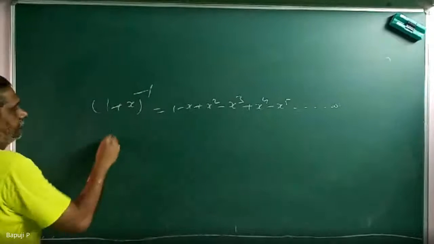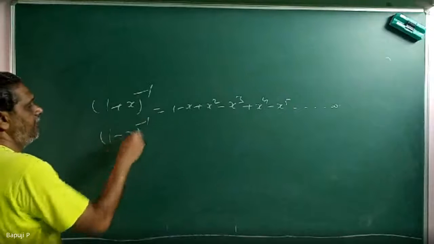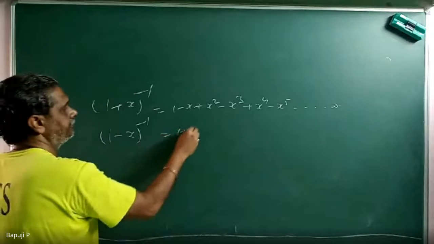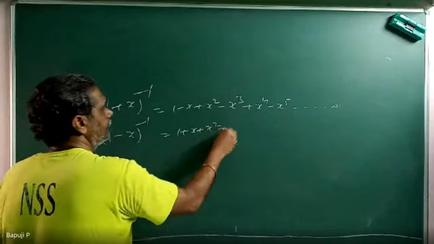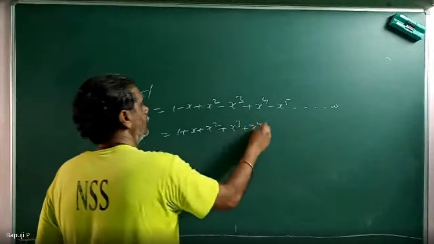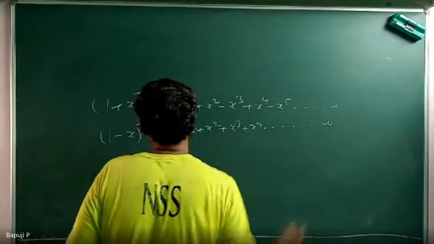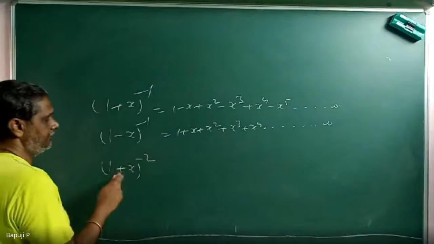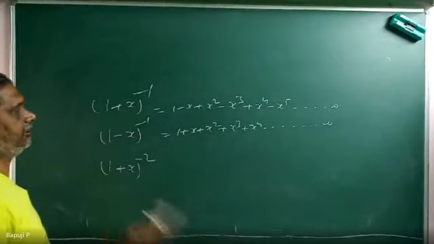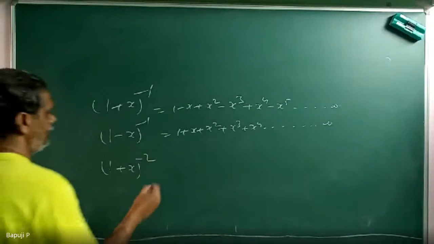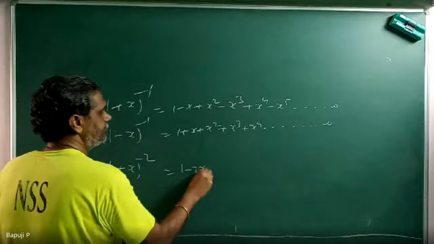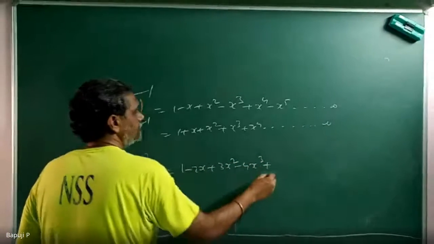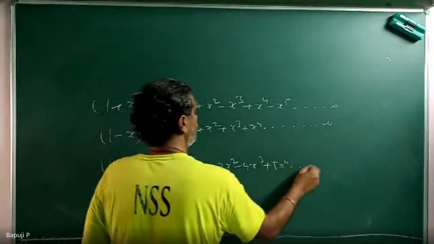Suppose (1 minus x) whole power minus 1 means what? Minus into minus, plus, all you will get plus. This is also the same story. Plus into minus means what? Alternate plus and minus you will get. But the formula is what? 1 minus 2x plus 3x square minus 4x cube plus 5x to the power 4, and so on.